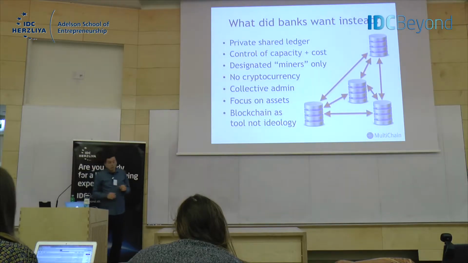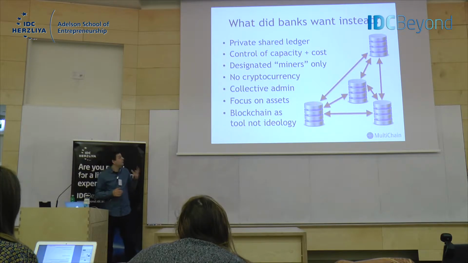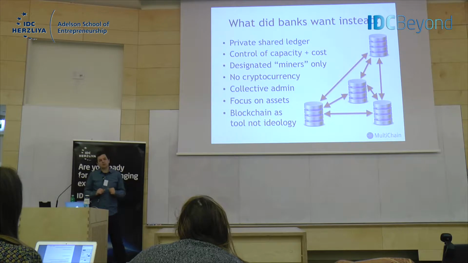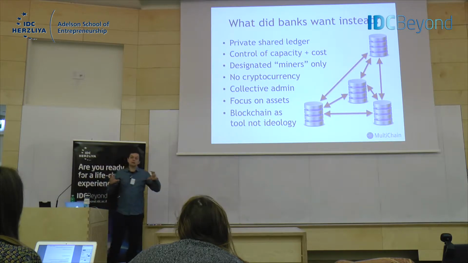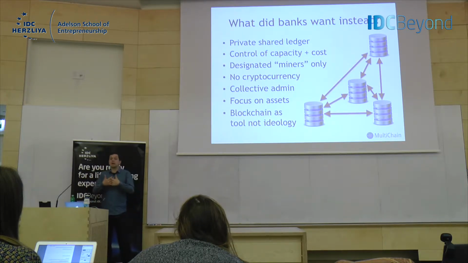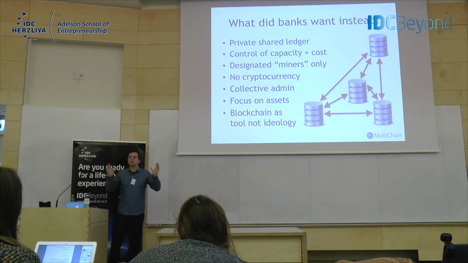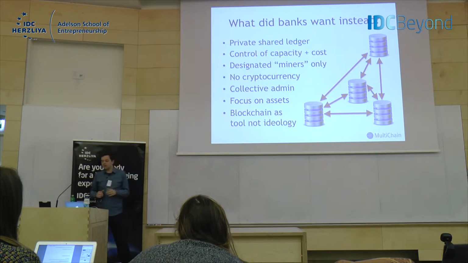So what did banks want? What they wanted is something which is a bit like the Bitcoin blockchain, but also quite different from the Bitcoin blockchain. So this notion of a shared ledger, where multiple participants come together to collectively manage a ledger, they're interested in that, but they only want it between a certain closed circle of participants. It's not open to the internet as a whole.